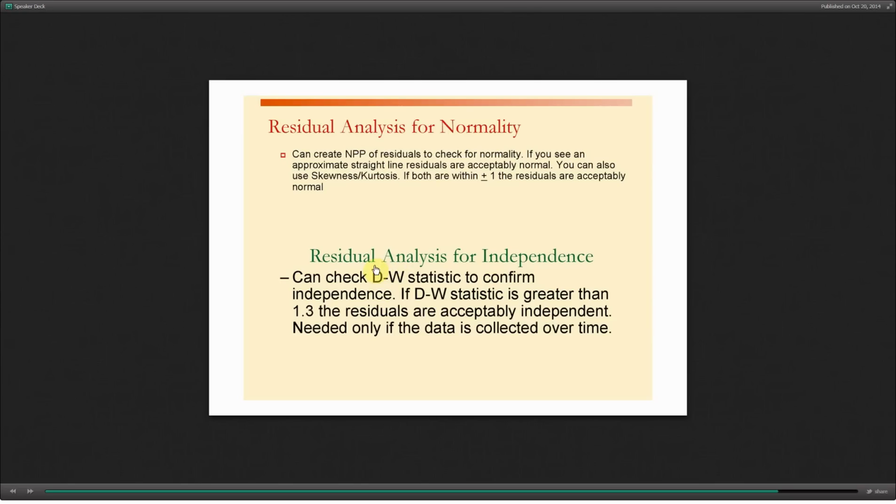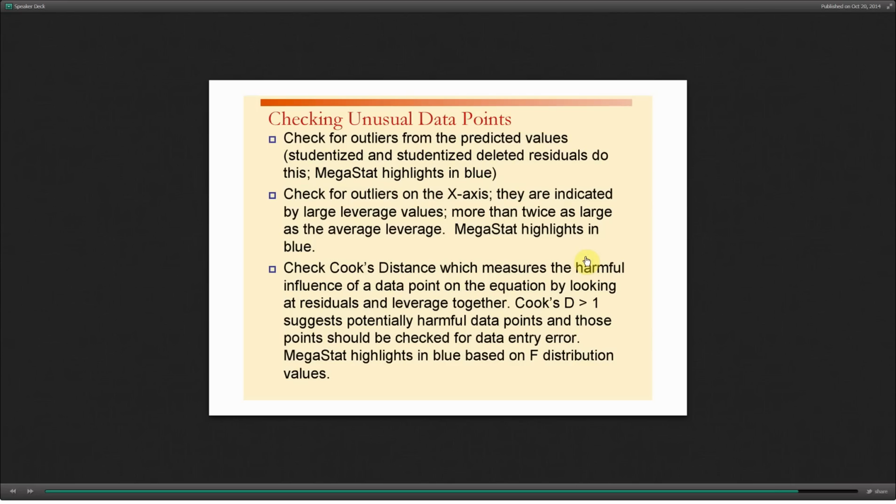So one easy way to look at that is to look at the Durbin-Watson statistic, and the rule of thumb is if the Durbin-Watson statistic is greater than 1.3, then the residuals are acceptably independent. There's also a graphical way of looking at this, but the Durbin-Watson is a pretty reasonable way to do it. And the graphical one is if you graph the residuals versus the independent variable, then if you see sort of a snaky pattern, then that would not be independent.